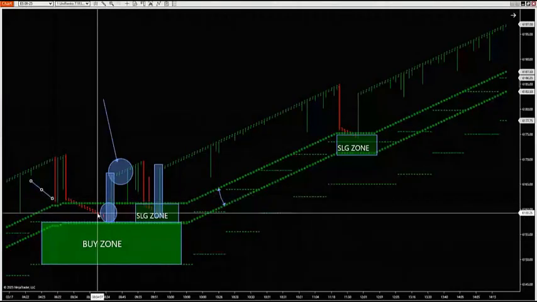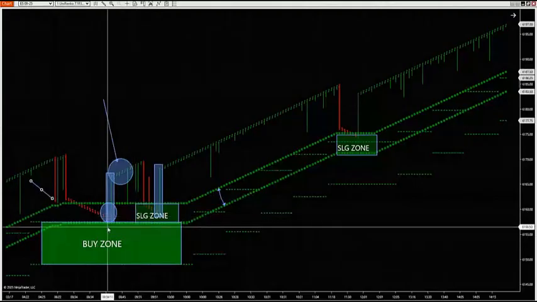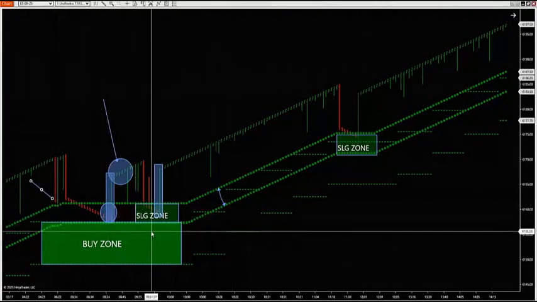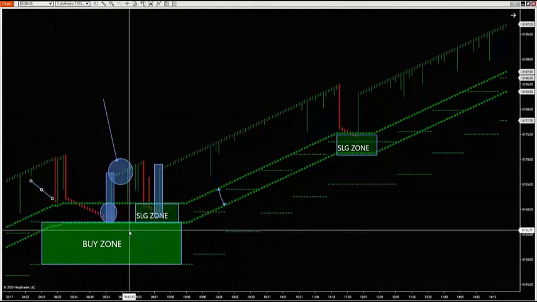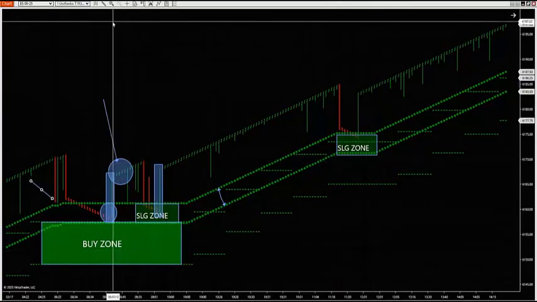So here it got inside of the SLG shallow liquidity grab zone, and it actually hit my buy zone, so that's confluence. This happens a lot. When it confluences, you've got a really nice trade setting up on your hands. So that's your SLG zone. Give a nice pullback on the second one.